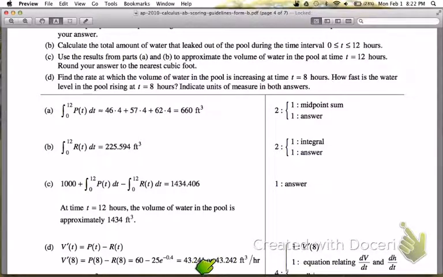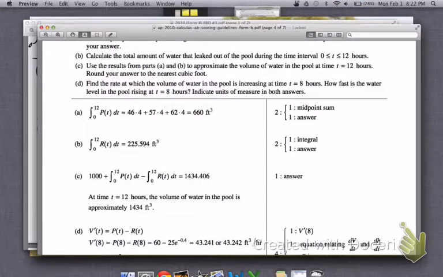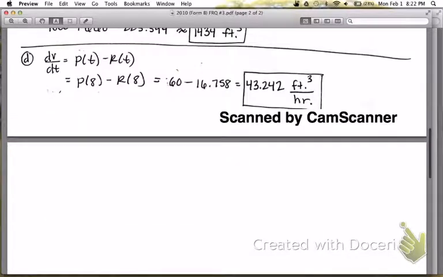Not bad. The next one says, how fast is the water level in the pool rising? So that's where we're going to kind of have to get into some related rate stuff. So if I can come over here to my second page, I'll just show you all at once.